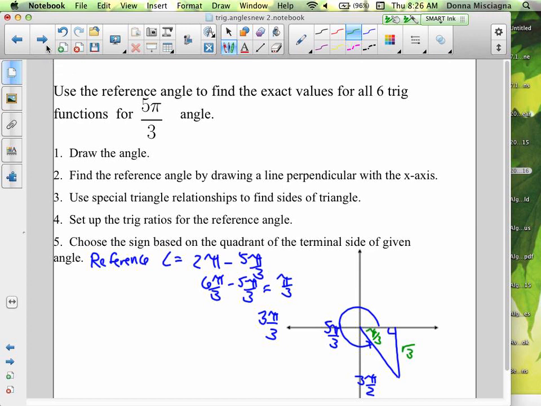Our adjacent side is? Is that negative 1? Nope, it'll just be 1, because that x is going to be positive, right? So x will be positive, y will be negative. This is going to be the negative one. And then what's my hypotenuse? 2. There we go. So now make sure you have those values from the special right triangles committed to memory.